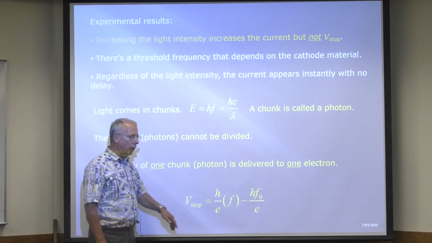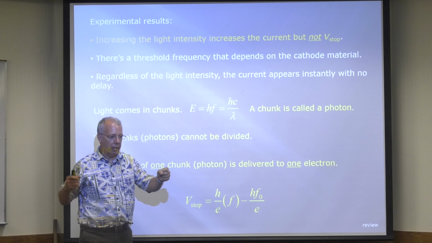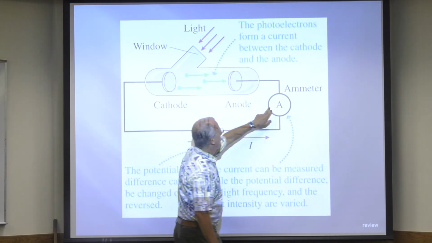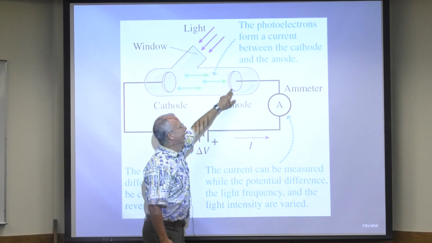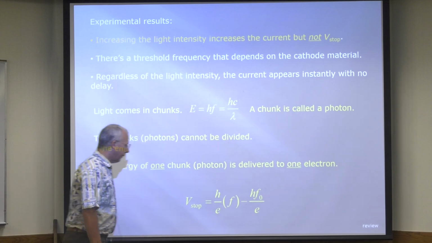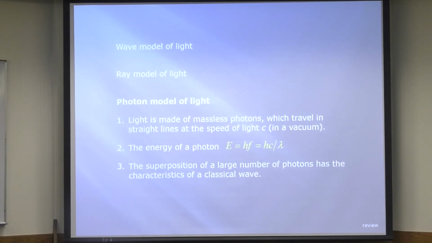The stopping potential, that's the potential, the voltage where not a single electron reaches this part, right? Or sorry, that part. Okay, and the V-stop only depends on the frequency. That's a straight line, and the data agreed with it. Okay, so photon model of light.